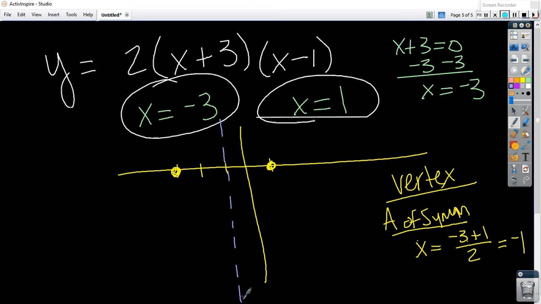How could I find the y value on that axis of symmetry to know where to plot the vertex? Somebody said it. Plug it in. Plug it in that equation. So I'm going to say y equals 2 times (-1 plus 3)(-1 minus 1).